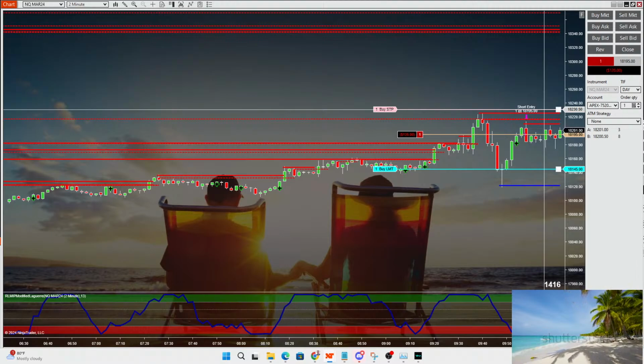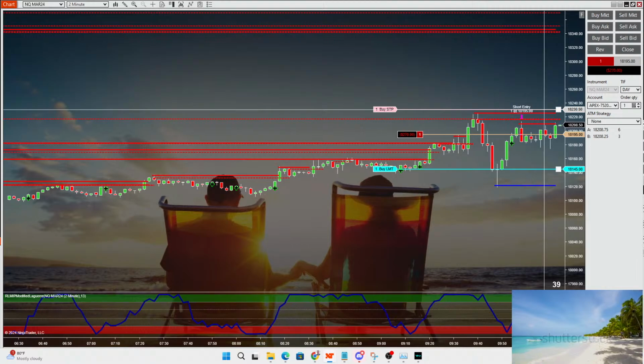Order submitted. It's coming up. It's right into those areas of resistance. And I'm hoping what they do is push the price back down and it doesn't make a new high. Order submitted.